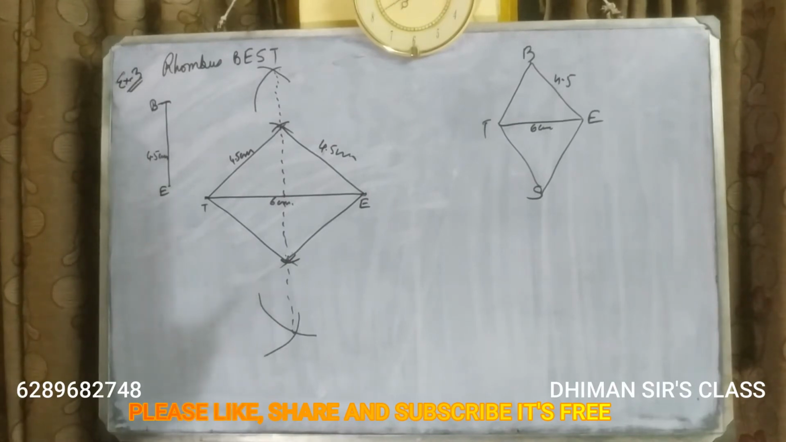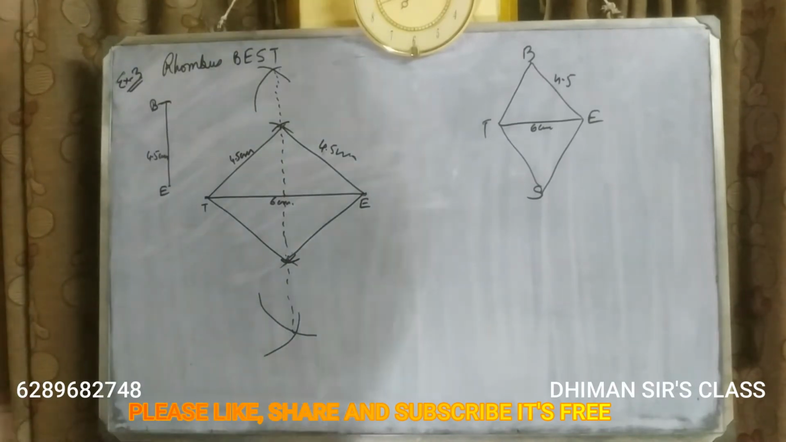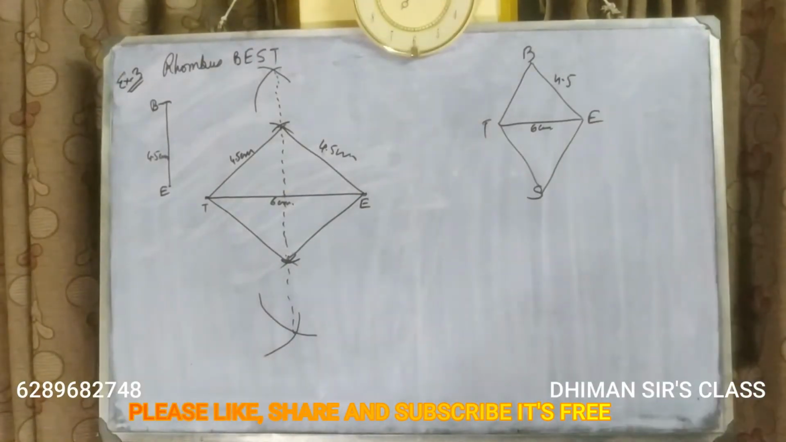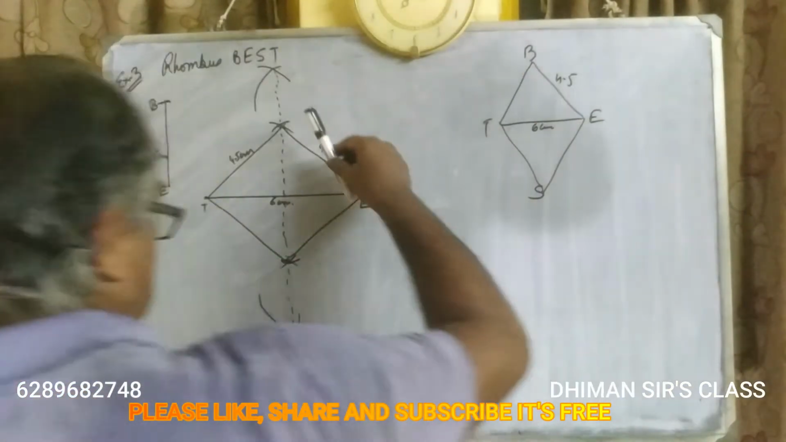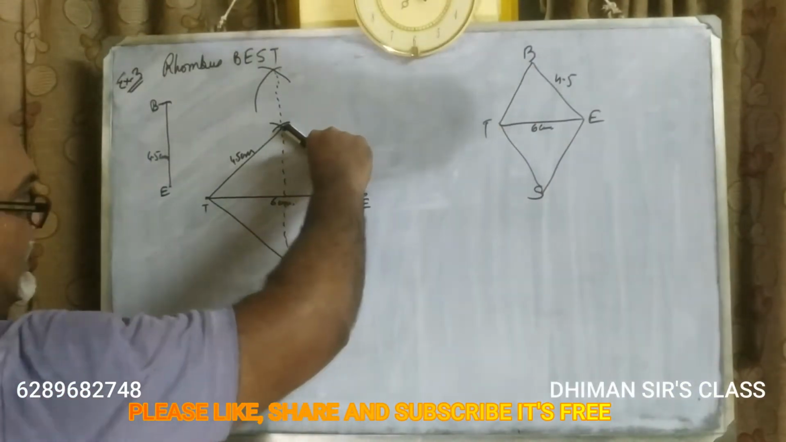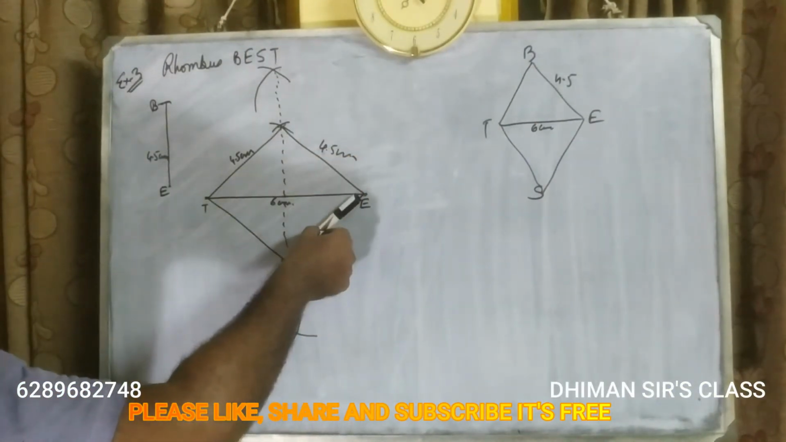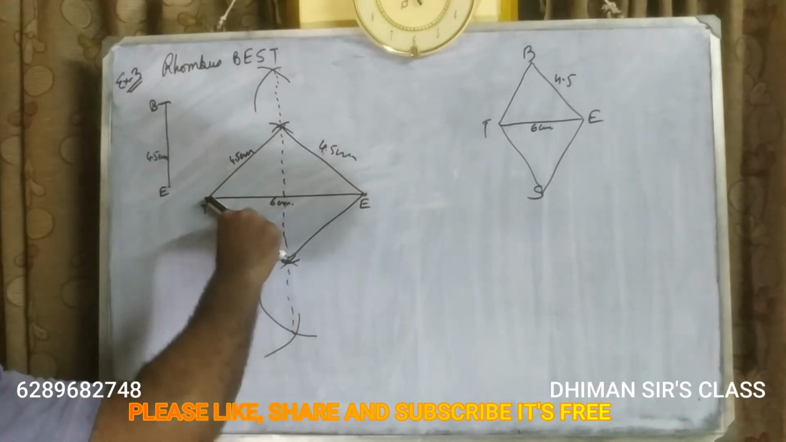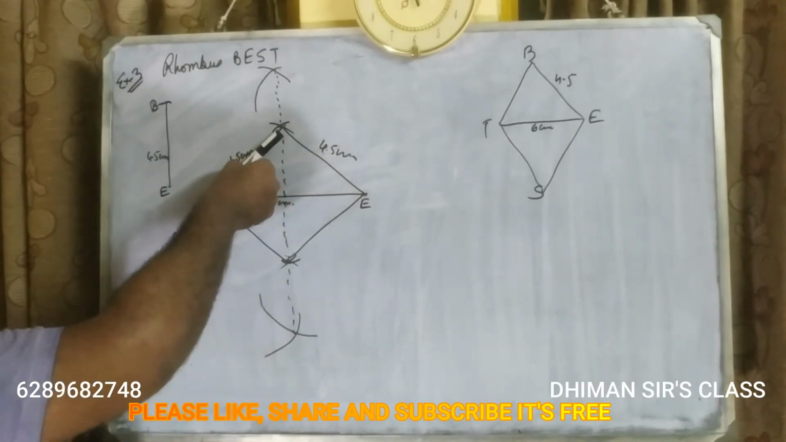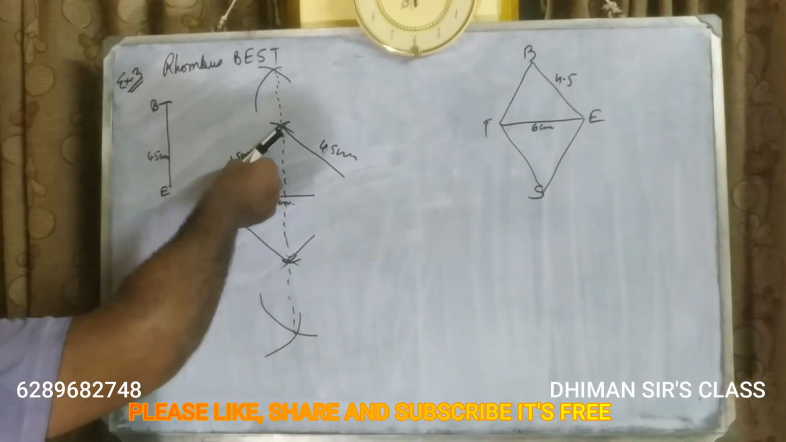Got it, students? Now, let us move on to the next one. I can show you, see, approximately this one, approximately this one, approximately this one. All are equal. Okay, students?